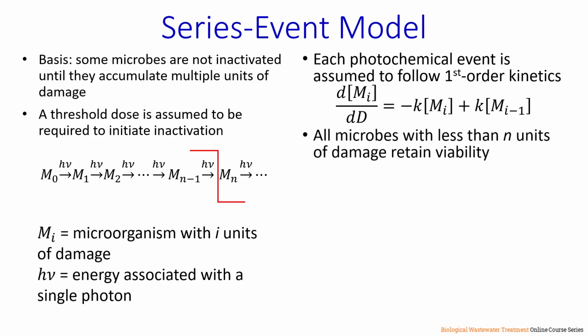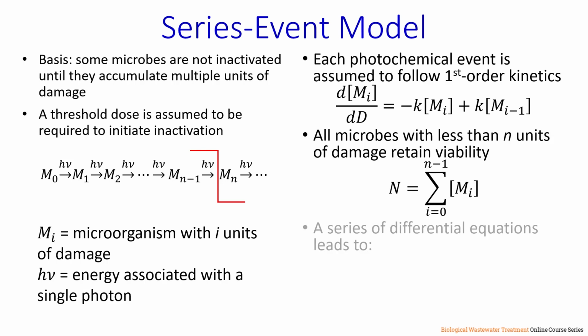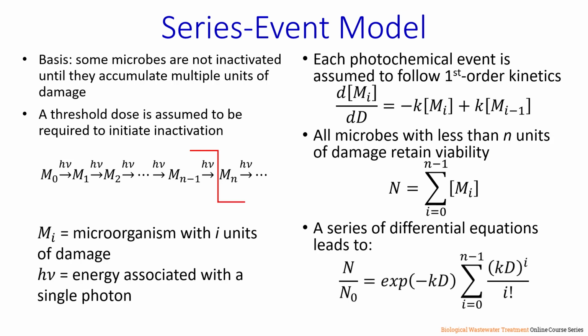Continuing with this logic, again we assume that all microbes within the population that have less than the threshold N units of damage will retain viability. So mathematically what that tells us is that we can add up the concentration or the total population of viable microorganisms within the population by simply adding up the concentrations of all microorganisms that have less than the threshold number of units of damage. When we apply this to the differential equations that would apply across all units of damage, this leads to a series of differential equations that ultimately results in the series event model.